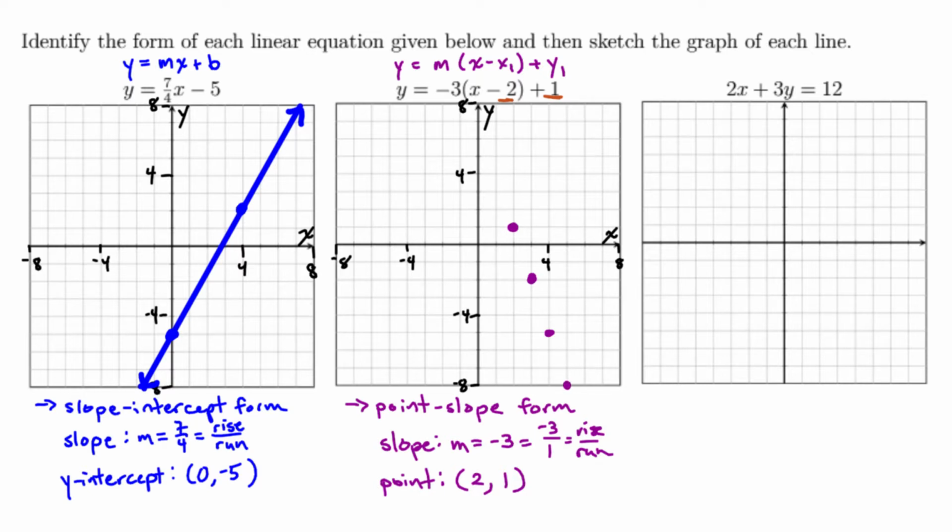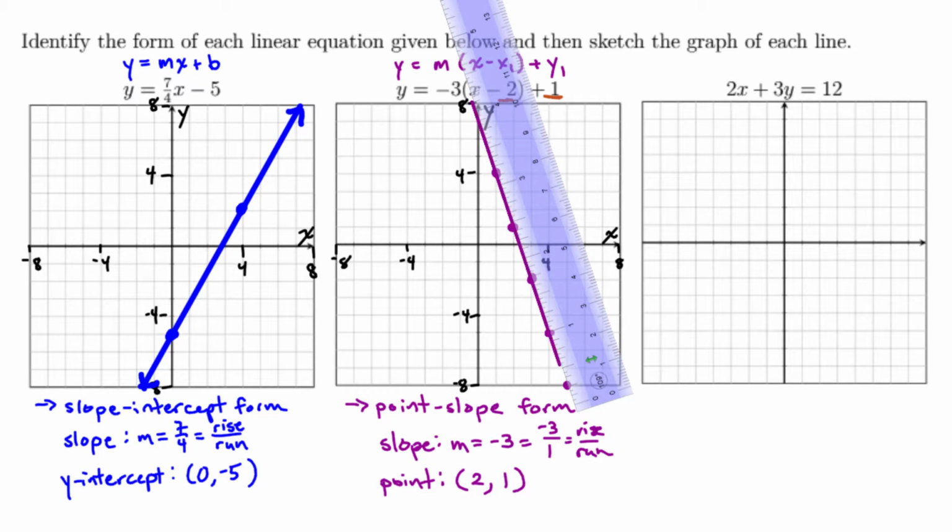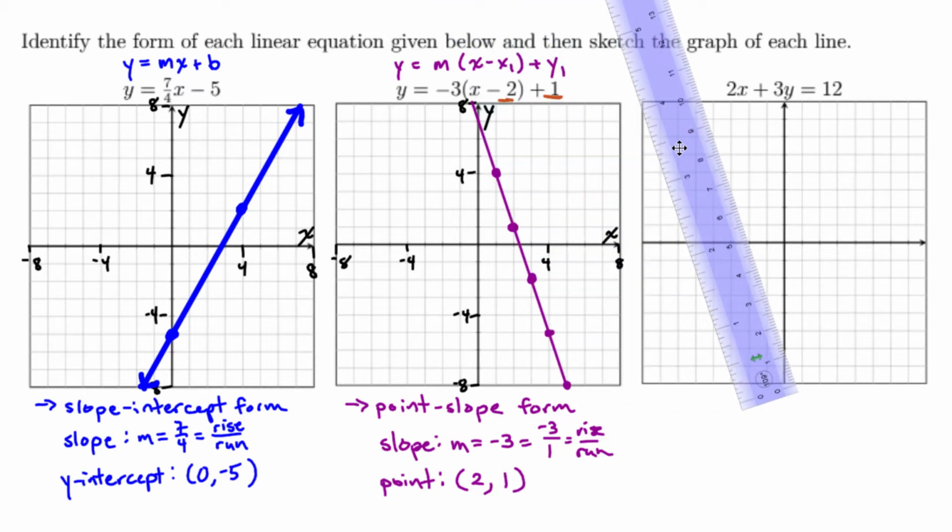I could, if I wanted to, go up 3, left 1, thinking of +3 over -1. I could get more points on this graph doing that, and I'd have the point 1, 4. I have plenty of points at this stage to graph this line, so I'm going to grab my ruler and connect them. Okay, so I've lined my ruler up to go through all of these points. Now I will connect them with a line. And then again, I will add arrows to the ends to show that this line continues on.